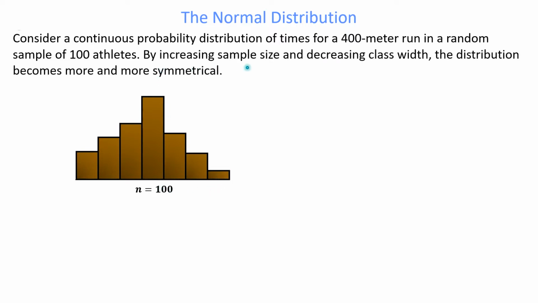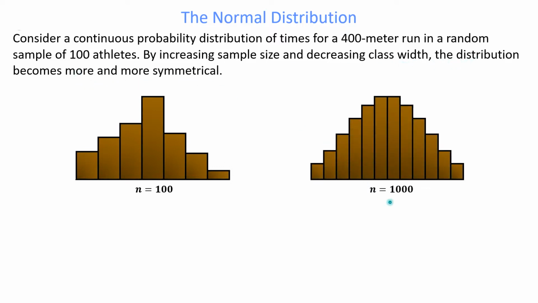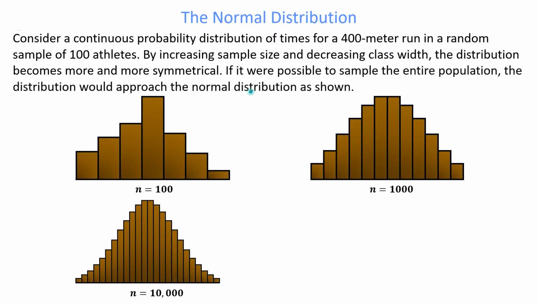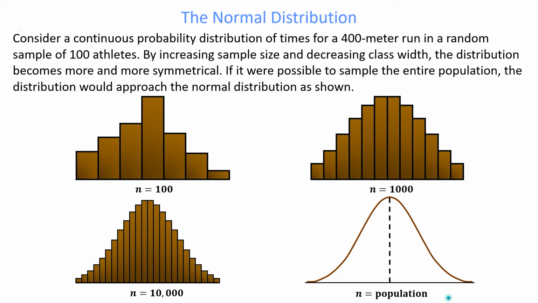Now, by increasing the sample size and decreasing class width, the distribution becomes more and more symmetrical. So let's increase the sample size to 1,000 athletes and decrease the class width. You can see it's become more symmetric than what we have over here. If we increase this further to say 10,000 athletes and decrease the class width, you can see it's becoming even more symmetrical. Now, if it were possible to sample the entire population of athletes, the distribution would approach the normal distribution as shown over here.